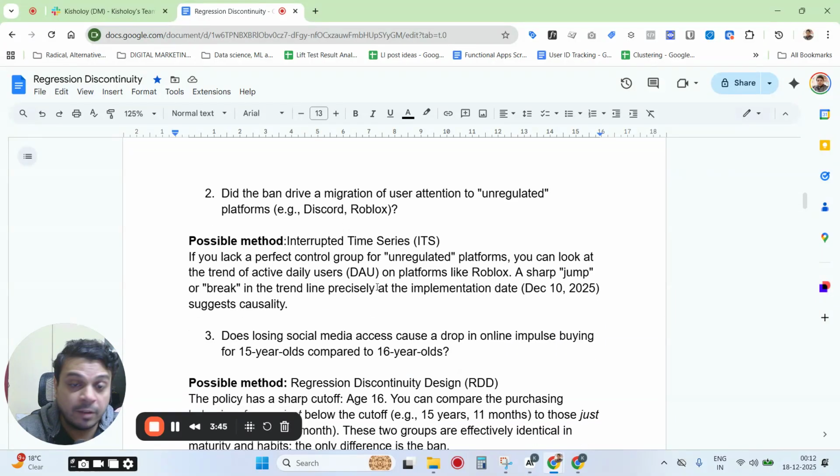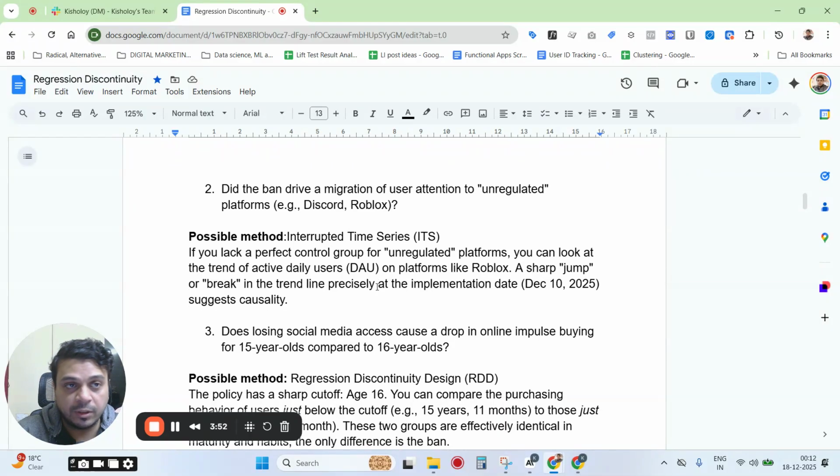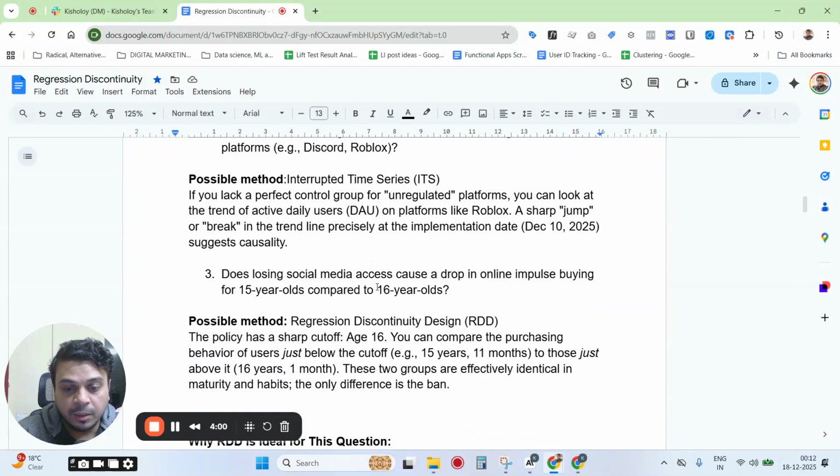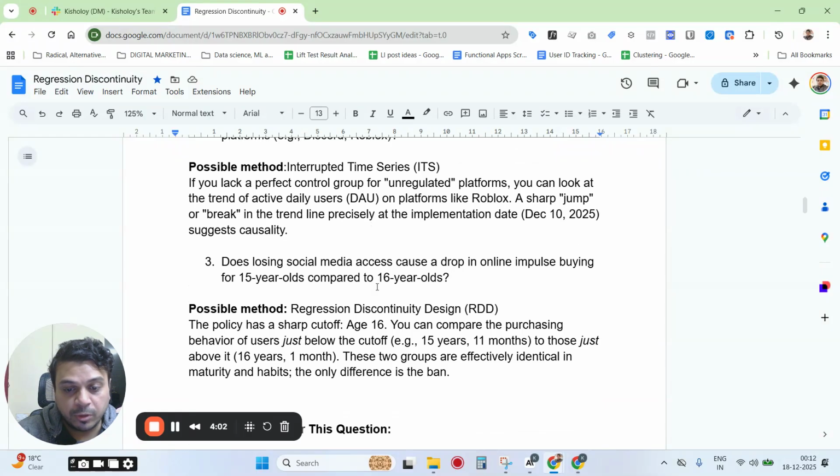Feel free to share in the comments if you are from a causal inference or econometrics background, and if you have a contrarian view regarding the methods for these questions as well. But interrupted time series seems like a good idea here. And if you lack a perfect control group for unregulated platforms, you can look at the trend of active daily users on platforms like Roblox. A sharp jump or break in the trend line precisely at the implementation date might suggest causality.